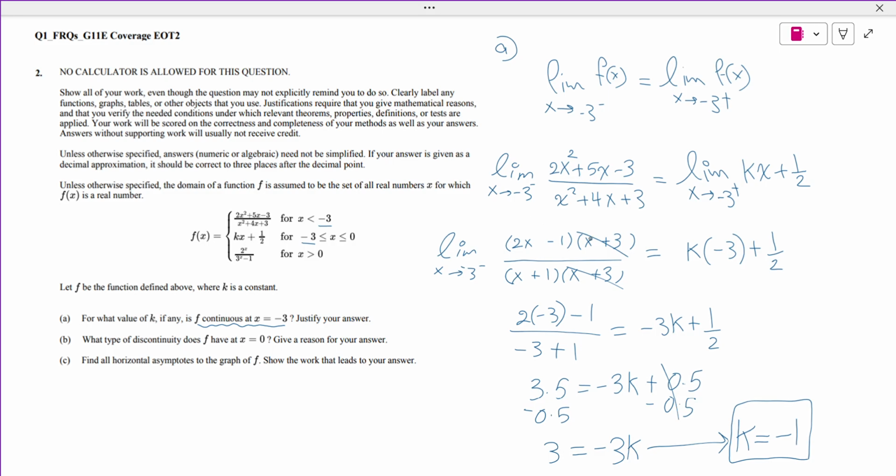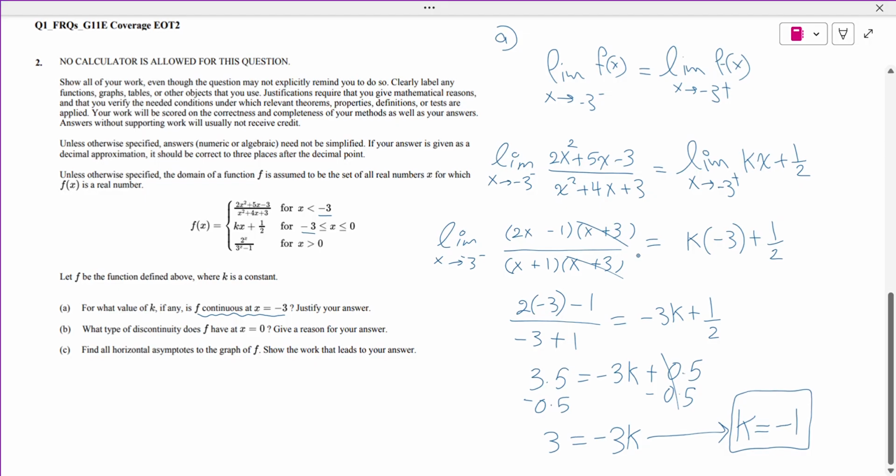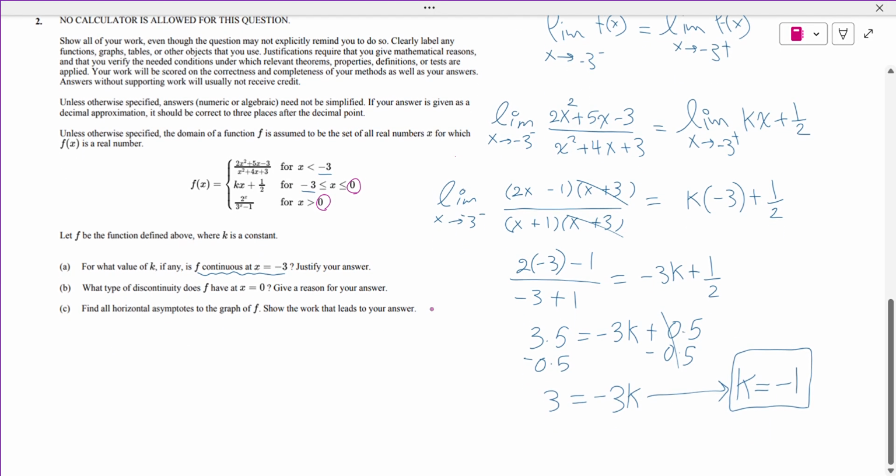So make your answer as formal as possible, okay? So use the limit notation correctly. The second part is what type of discontinuity does f have at x equals 0? Again, we know that the 0 appears here, so we need to check what? We need to check the two-sided limits and the function value.